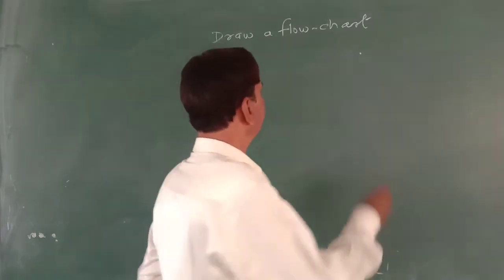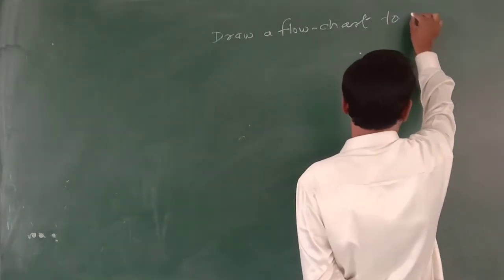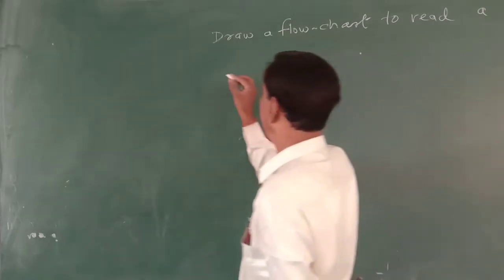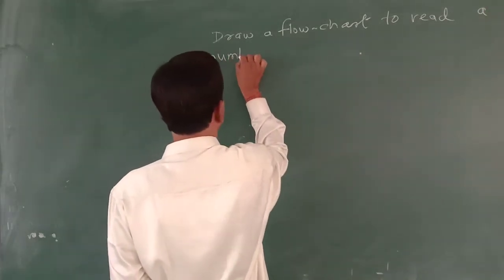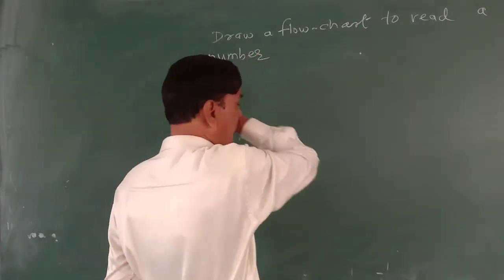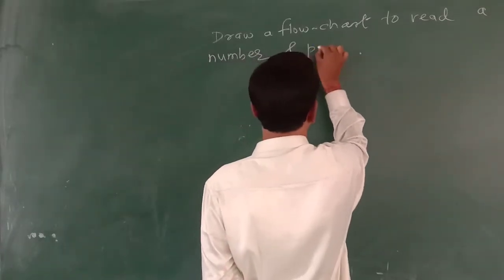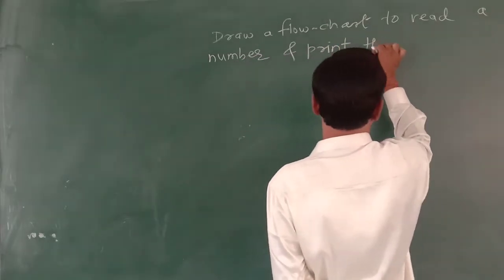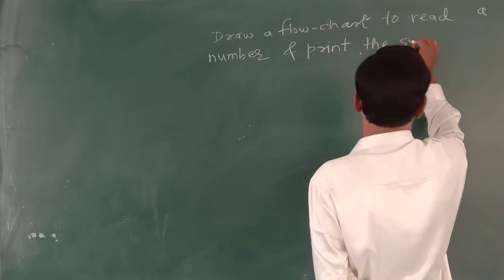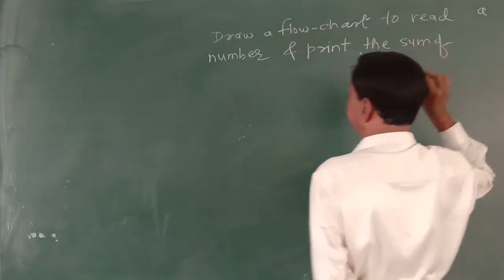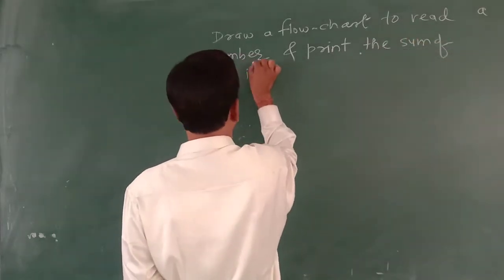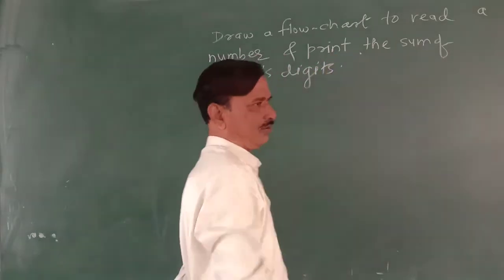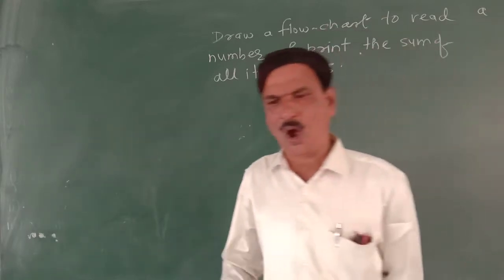Draw a flowchart to read a number and print the sum of all its digits. So, how to draw this flowchart?